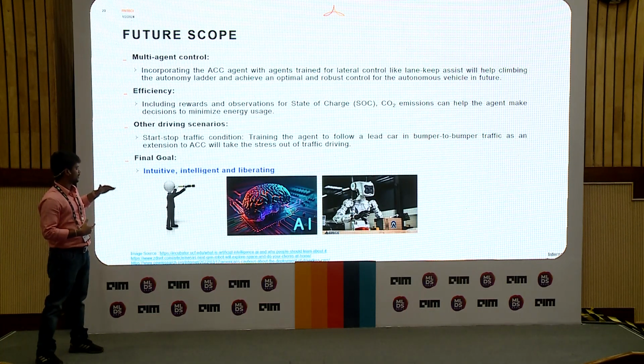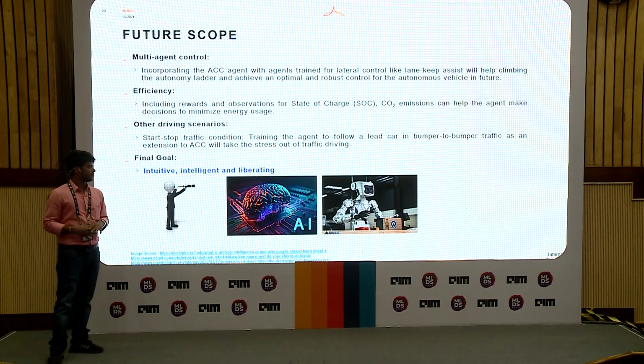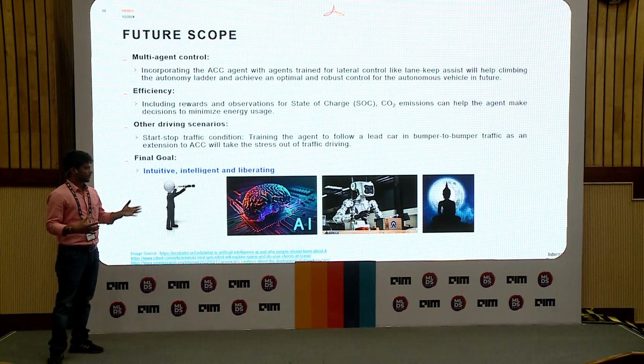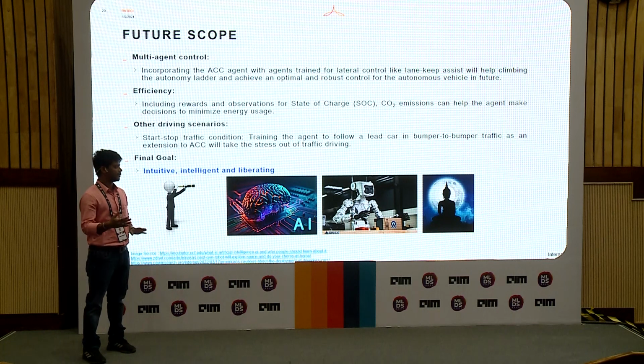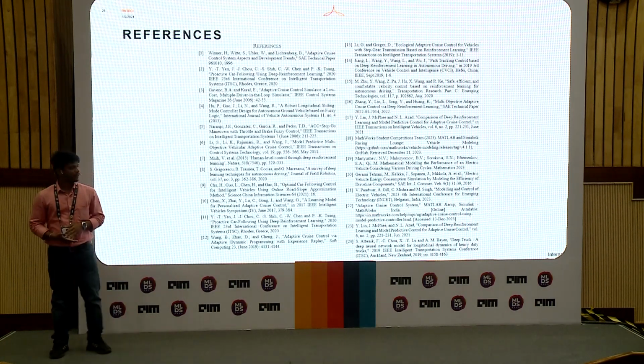So what is the final goal? We want our agents to be intuitive, intelligent, and liberating. When we say liberating, we would like to liberate our computers to do all the job for us. We'll liberate the computers as well as we will have time for our own liberation.